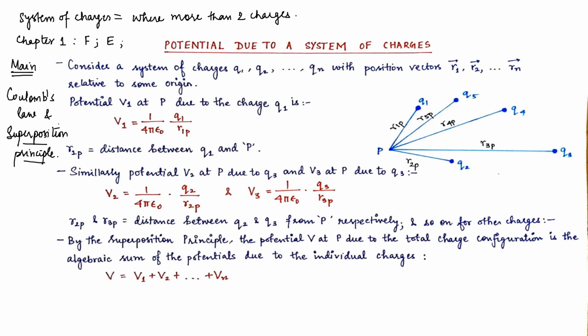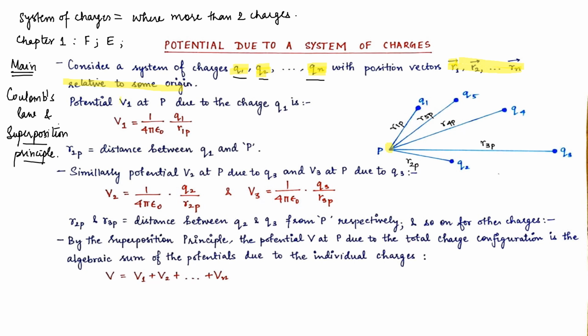For the calculation and to understand how it happens, we will consider a system of charges q1, q2 up to qn, at position vectors r1, r2 up to rn. Like q1 is at position r1 whereas q2 is at position r2. Similarly qn is at rn relative to some origin, and that origin is our point P.